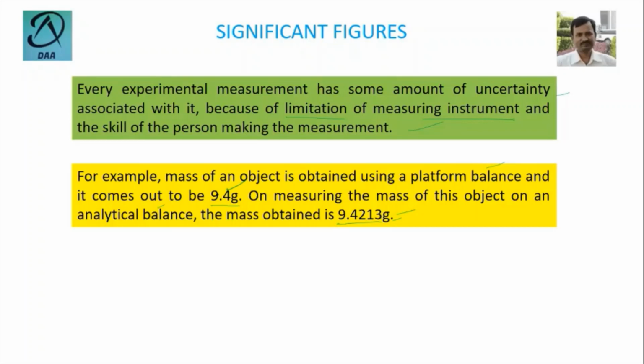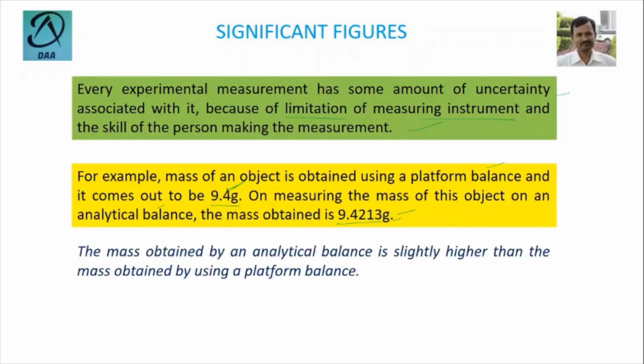Here after the decimal you can see only one digit, but in the case of the analytical balance, after the decimal point you get 4 digits. So definitely there is some difference. The mass obtained by the analytical balance is slightly higher. That means this value is slightly higher than this, because this is 9.4, and for the analytical balance, after 9.4, 213 is added.